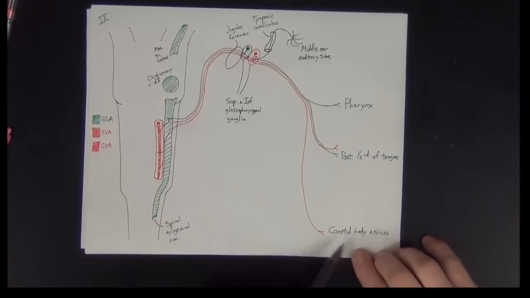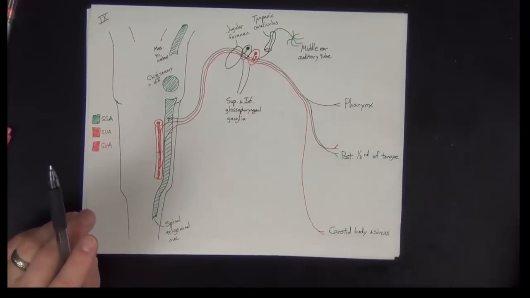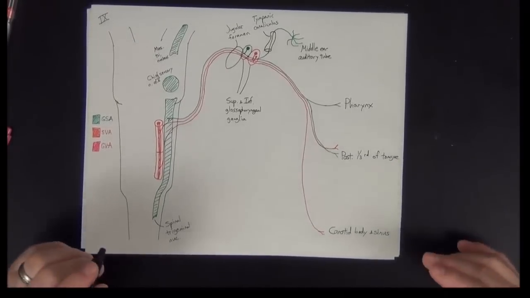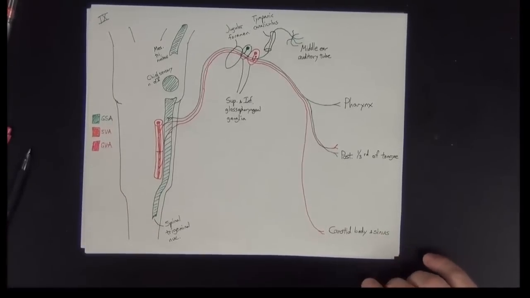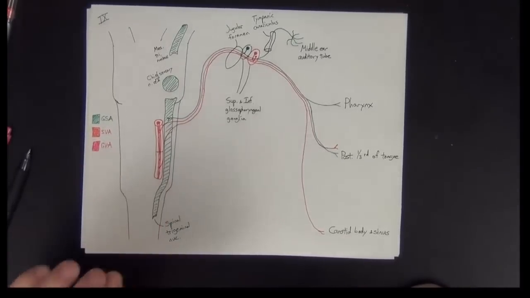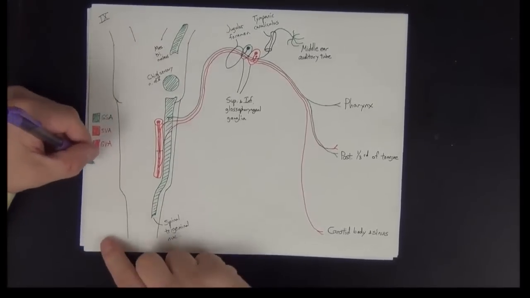So inputs from these guys travel back through cranial nerve 9 to reach the brainstem and update the brain on how much blood pressure and what the oxygenation or carbon dioxide levels in the blood are, which sounds reasonably important, and it is. All right, we've finished off the sensory modalities associated with cranial nerve 9. Now we're going to move on to motor activity associated with 9.